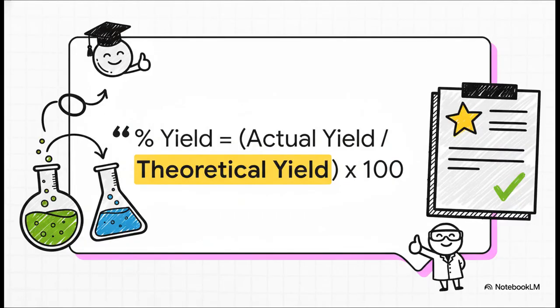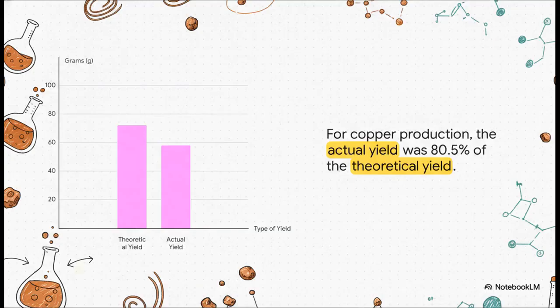To measure how successful a reaction was, chemists use percent yield. It's a simple but really powerful formula. You just divide the amount you actually made by the amount you were supposed to make, and then multiply by 100. It's basically like a report card for your chemical reaction. So take this real-world example from copper production. On paper, the calculation promised 72.4 grams of copper, but in the lab, they only collected 58.3 grams. When you run the numbers, that works out to a percent yield of 80.5%, which isn't bad at all, but it's a really clear example of that gap between the recipe and reality.